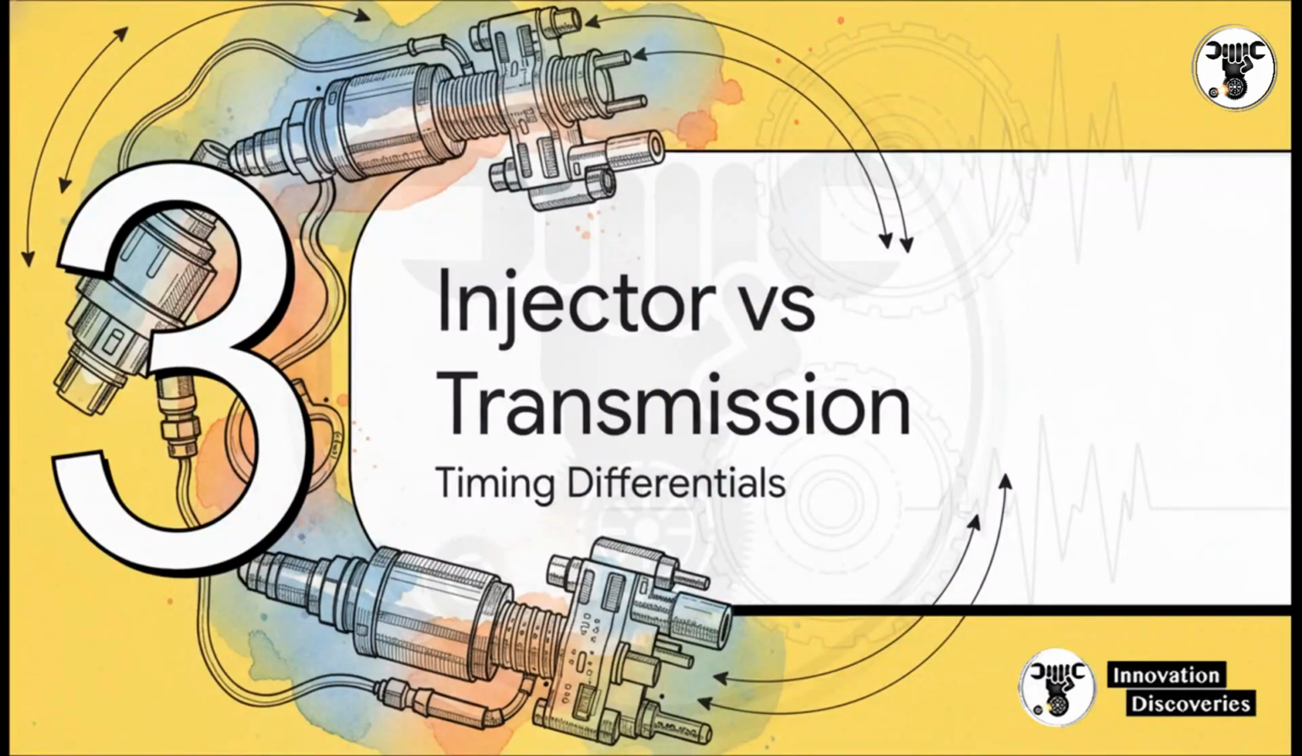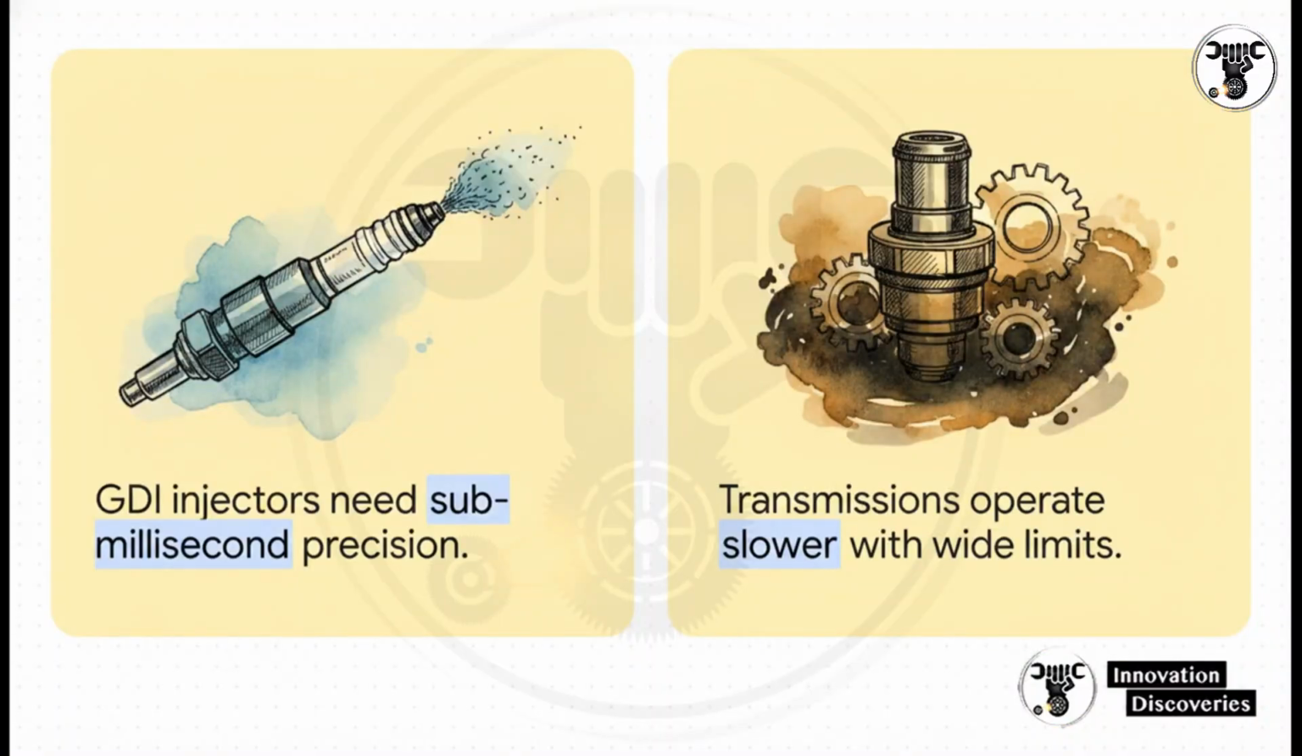Okay, Section 3, injectors versus transmission timing. Let's contrast the microscopic, rapid-fire world of fuel delivery against the heavy, fluid-pushing world of transmissions. On one side, gasoline direct injection fuel injectors require sub-millisecond precision. If they deviate by just 0.3 milliseconds, boom, you get a drivability fault. On the flip side, automatic transmission shift solenoids are moving heavy fluid. They operate much slower, in the 20 to 60 millisecond range, and have a somewhat wider 3 to 5 millisecond tolerance. But in both worlds, timing is absolutely everything.